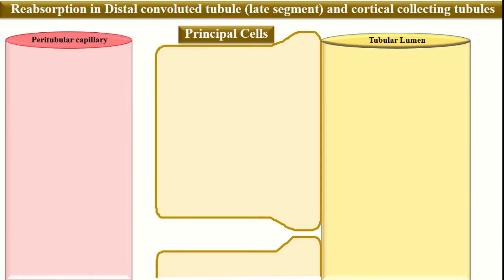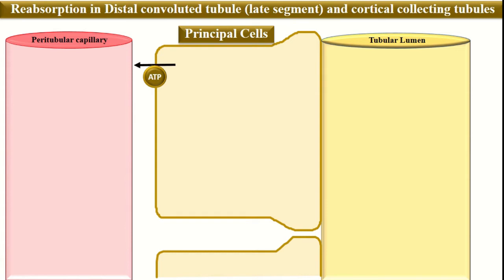Next important hormone that regulates the renal reabsorption and secretion is aldosterone. Aldosterone acts on the distal convoluted tubule and the collecting tubules. Again, we have discussed that there are two types of cells located in this region. One is the principal cell and the other is the intercalated cell. So aldosterone is going to act on both these cells. Let's discuss what actually happens on the principal cells.